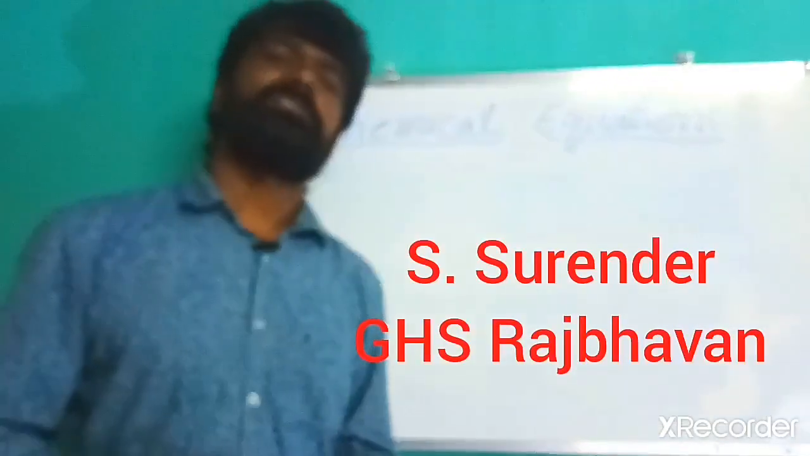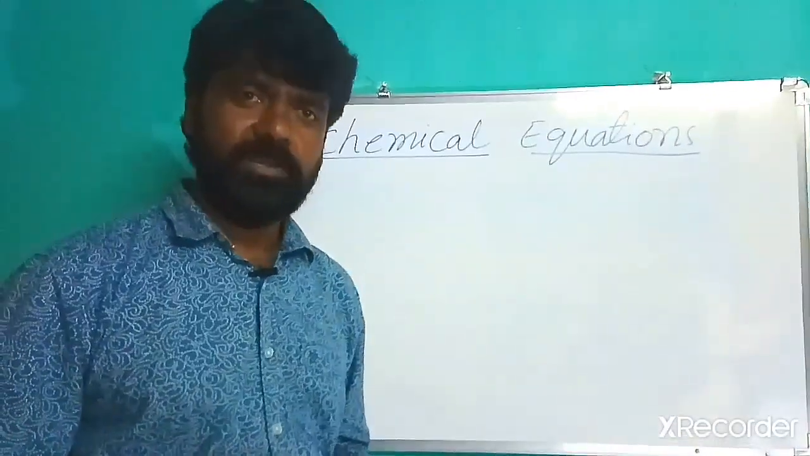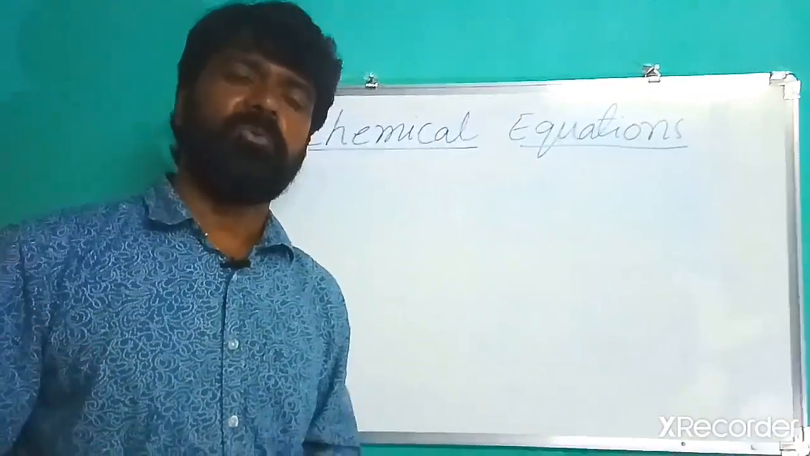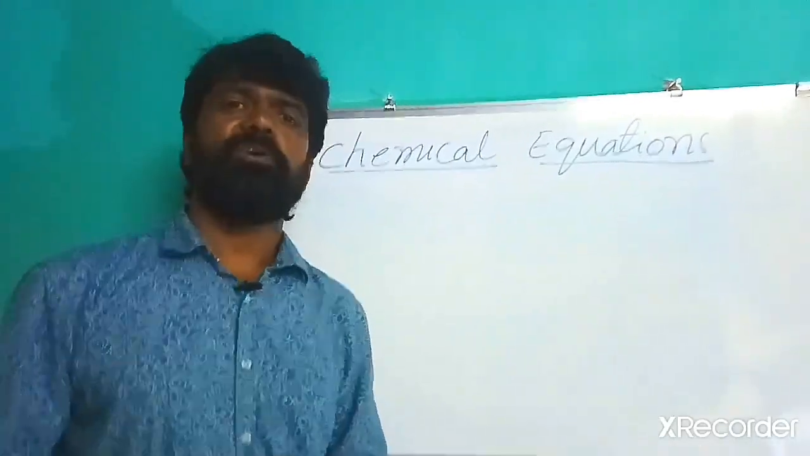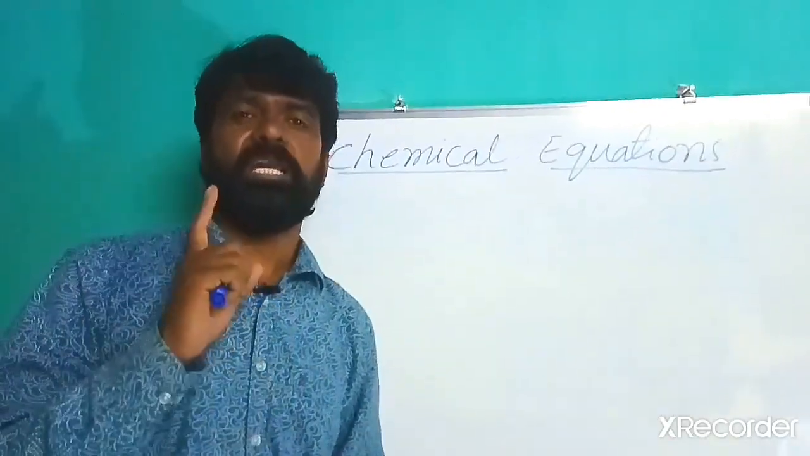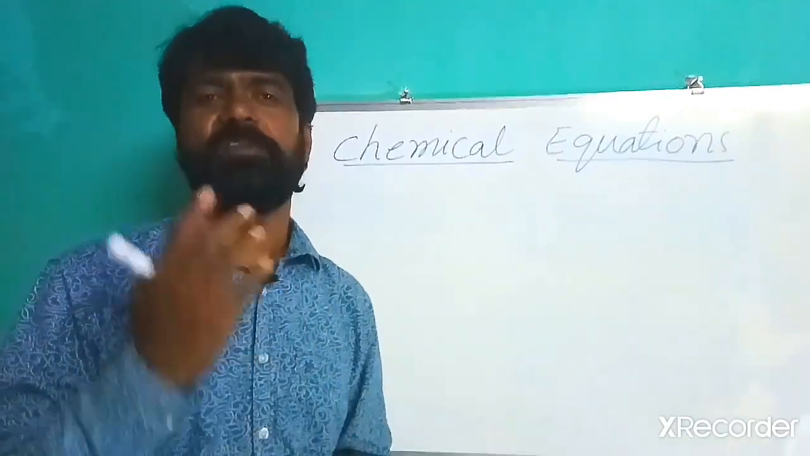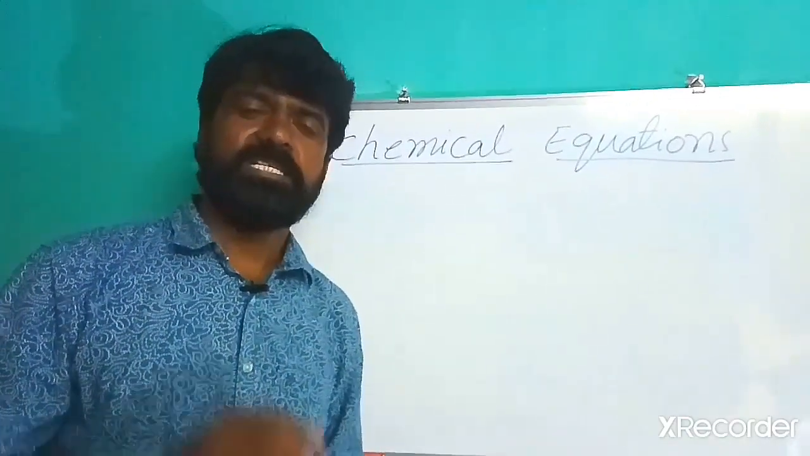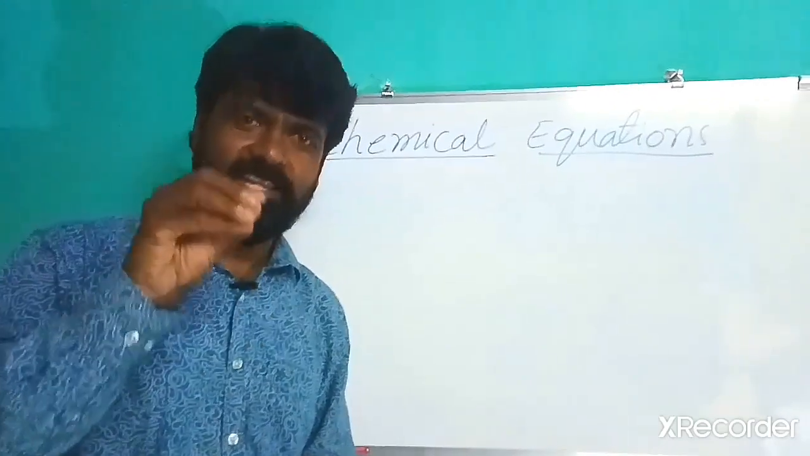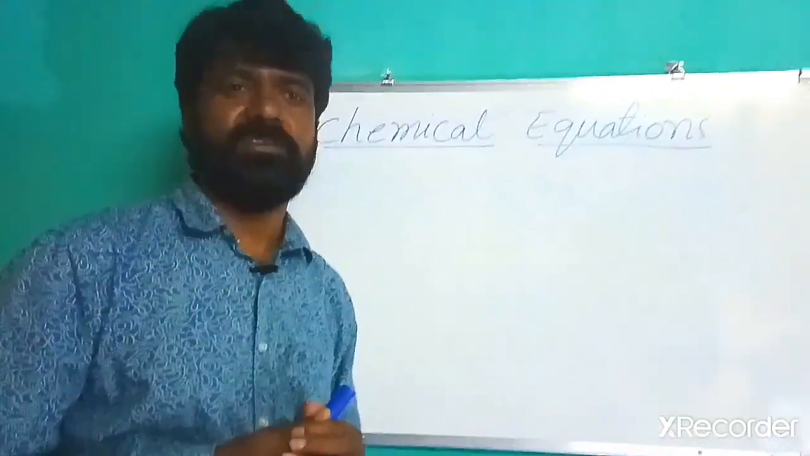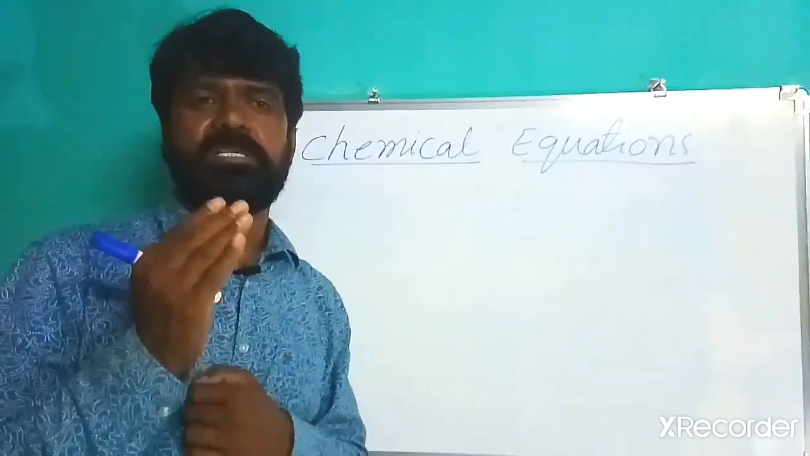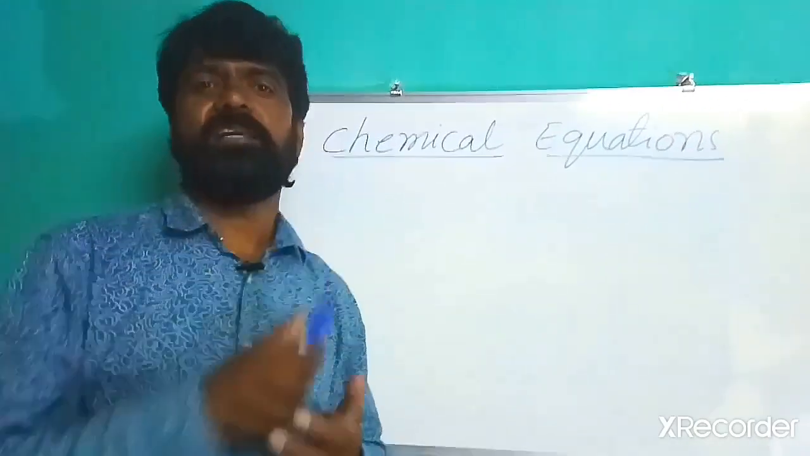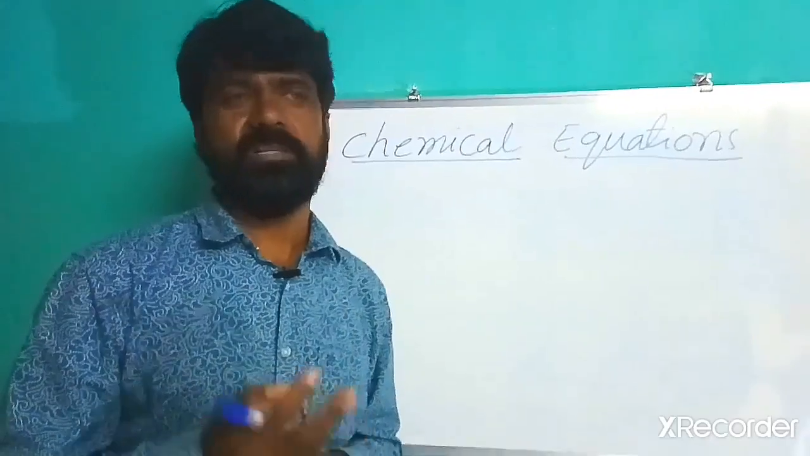In previous classes, you learned what a chemical equation is and how to balance a chemical equation, isn't it? Yes. Today we are going to learn about making a chemical equation more informative. That means some information is hidden in a chemical equation. What is that information? We have to express some characteristics in that equation. How to express? Let us see.